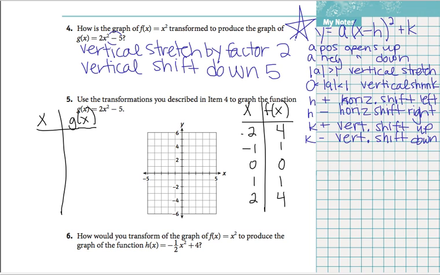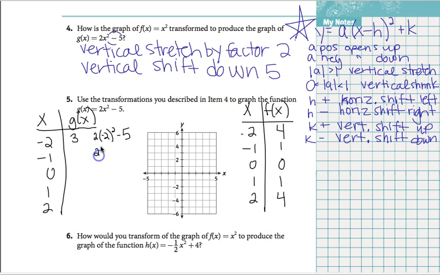But for g of x here, one way is to simply pick our values, so -2, -1, 0, 1, and 2, and plug them in. So 2 times x is -2 squared, and then -5, and then just simplify this using order of operations. So -2 squared is 4. 2 times 4 is 8, and 8 minus 5 gives me 3. So you could do it that way. I'm going to do one more like that.